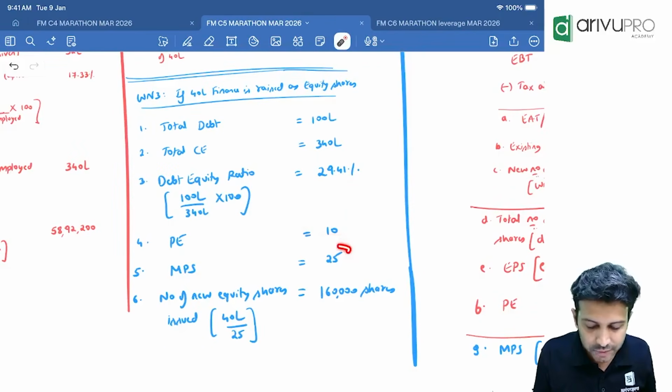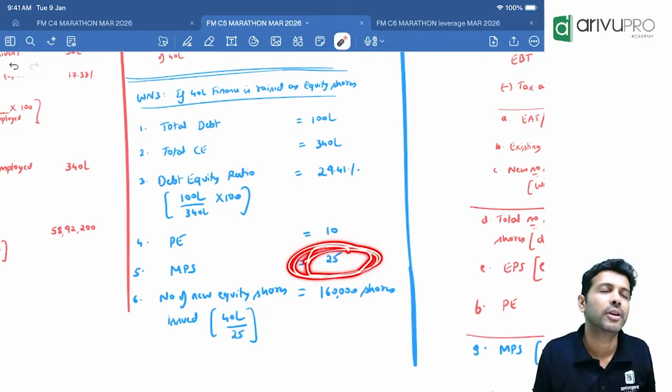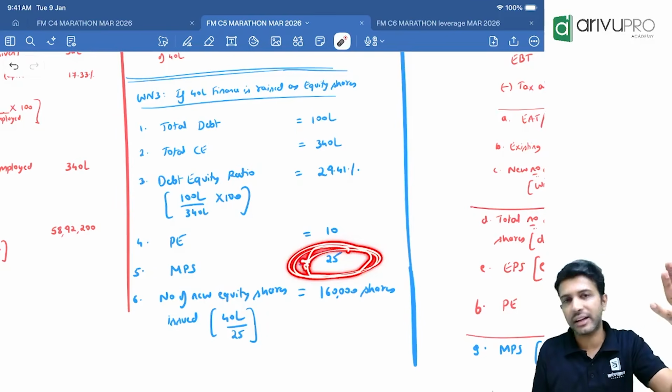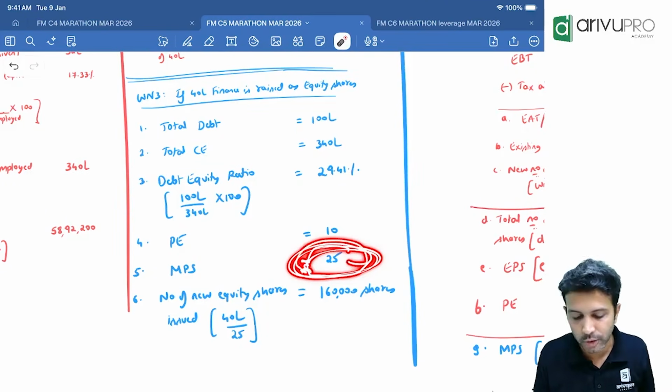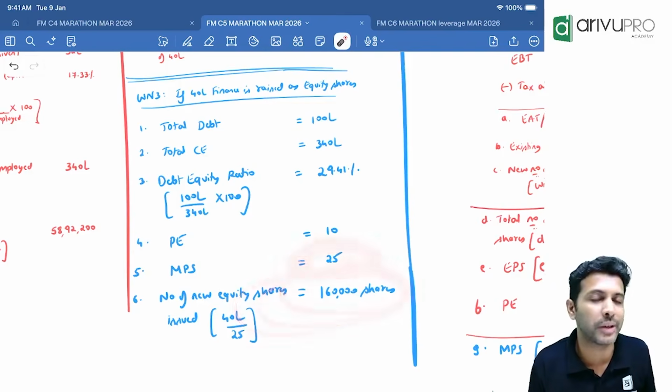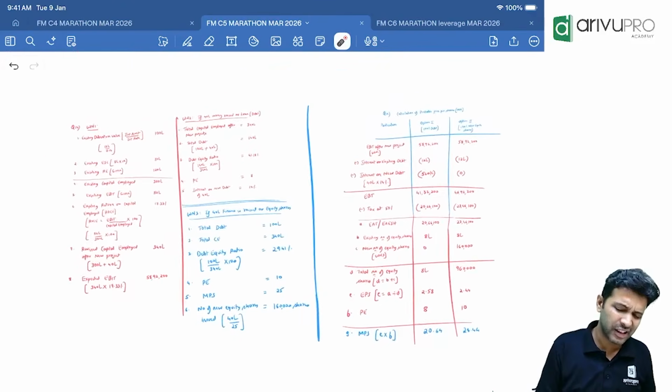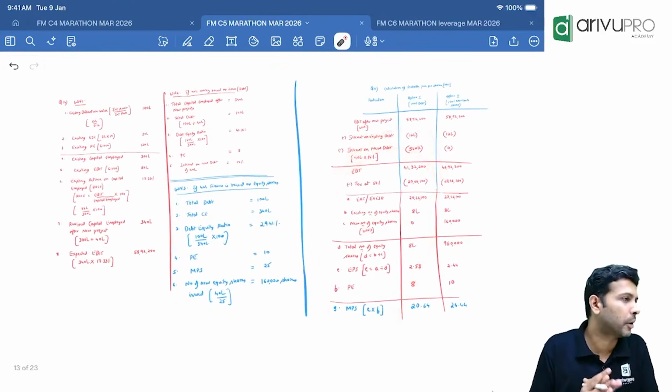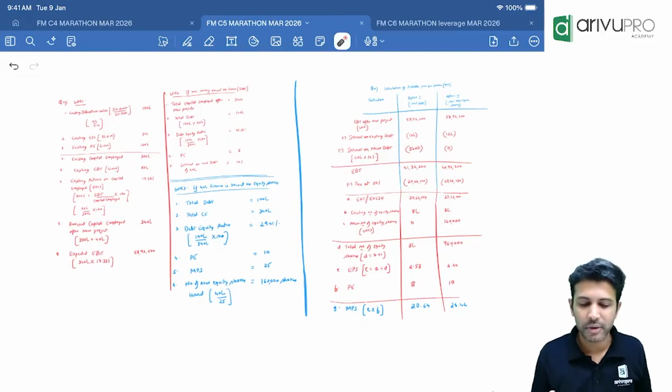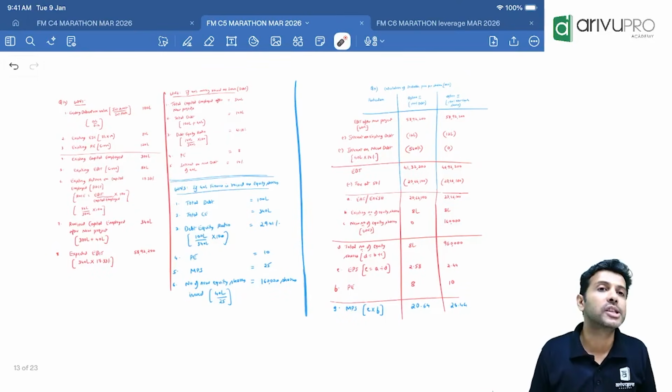And the current market price of the share is unaffected. What is the current market price? 25. We need 40 lakh, and on one share we can issue at 25, so how many extra shares do we need to roll out? 1,60,000. Rest everything, plug it into the normal format, you'll get the EPS and MPS. That way, good question. Move on to the next.